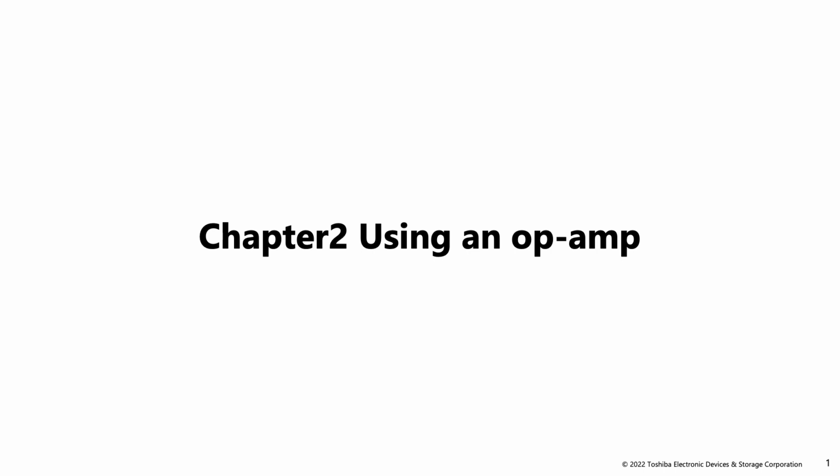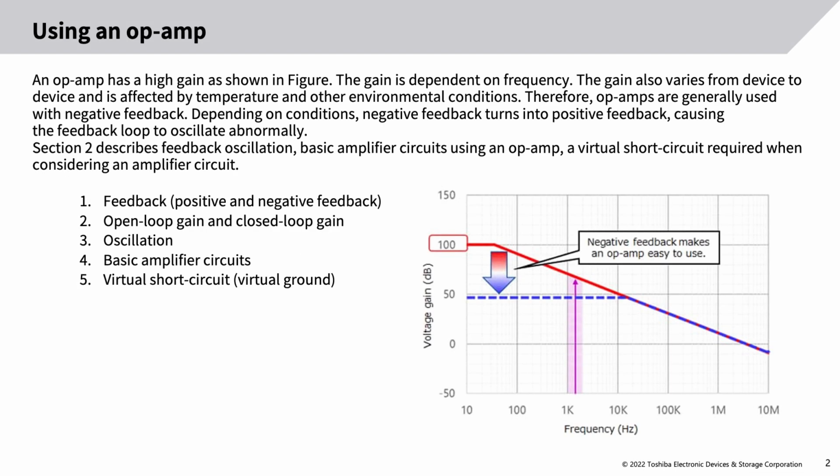Chapter 2. Using an op-amp. An op-amp has a high gain as shown in the figure. The gain is dependent on frequency. The gain also varies from device to device and is affected by temperature and other environmental conditions. Therefore, op-amps are generally used with negative feedback.